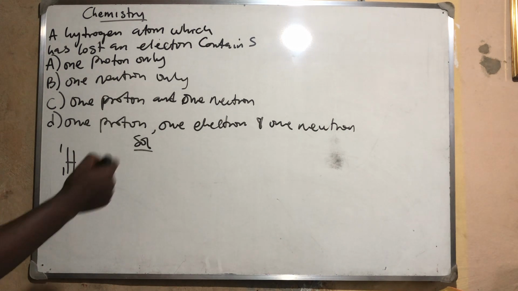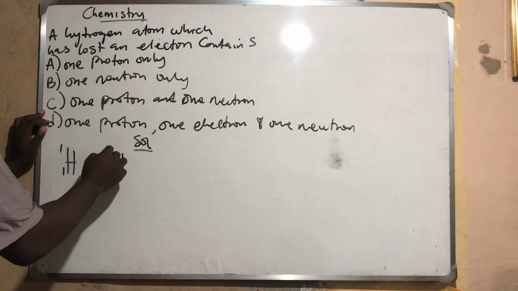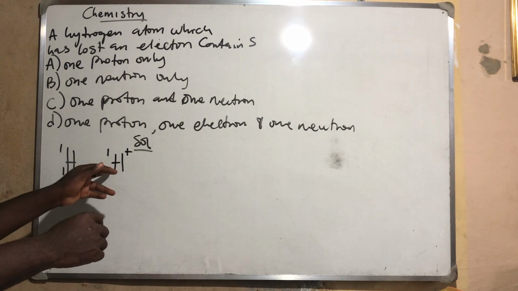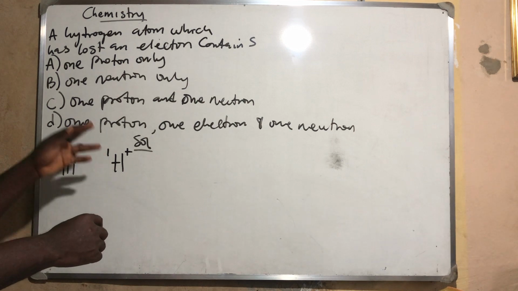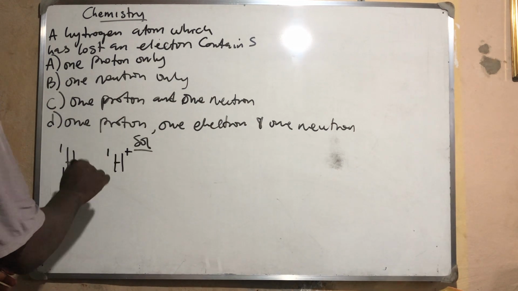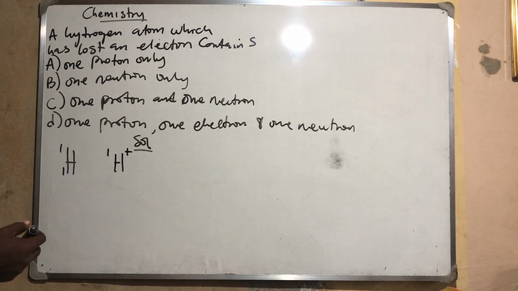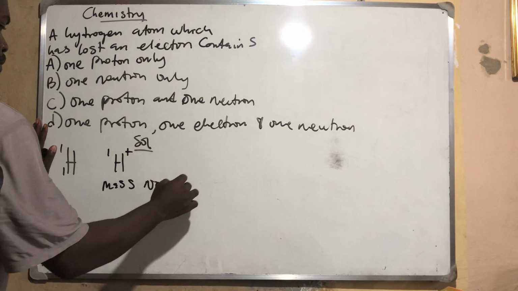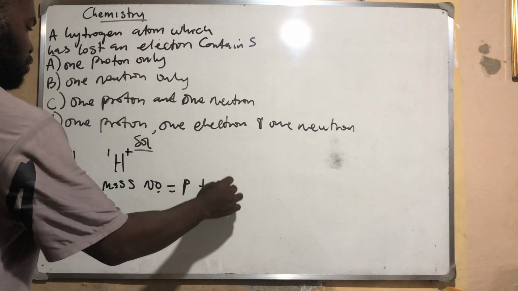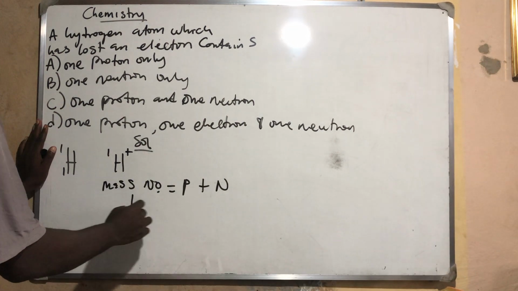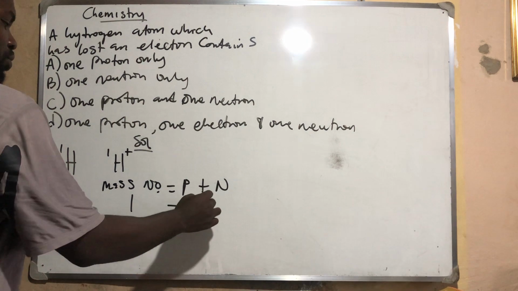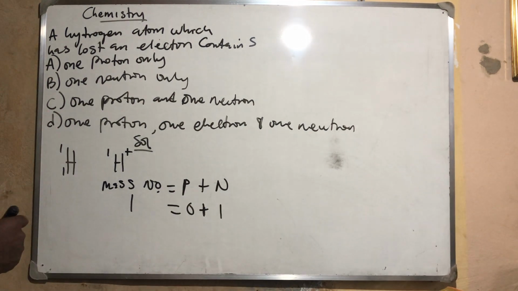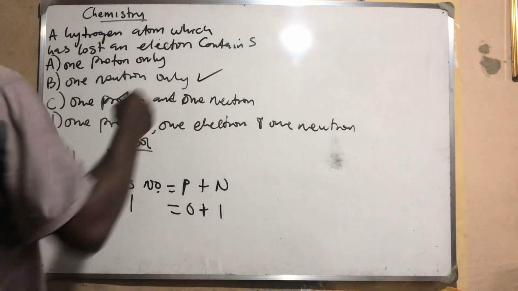The only thing he has now is what? 1, that is if we have H1 here plus. So which means since there is no proton, which means there is no electron, there is no atomic number. So the only thing that can make 1 here is the neutron, because mass number is equal to what? Proton number plus what? Neutron number. And since the mass number is 1 and the proton number is 0, automatically the only thing that can make this 1 here is the neutron number, that is 1. Okay, so the correct answer is B.